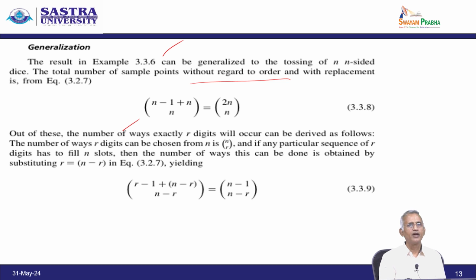Out of this, the number of ways exactly r digits will occur can be derived as follows. The number of ways r digits can be chosen from n is nCr. If any particular sequence of r digits has to fill n slots, then the number of ways this can be done is obtained with r equal to n minus r. So, this yields (r minus 1 plus n minus r) C (n minus r), equal to (n minus 1) C (n minus r). So, this is the generalization of the digits.